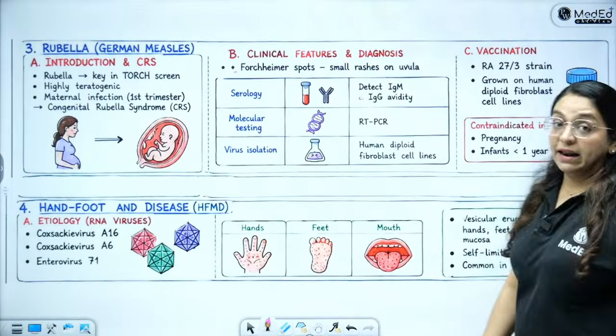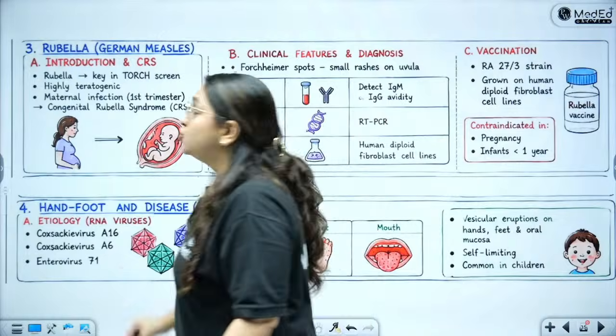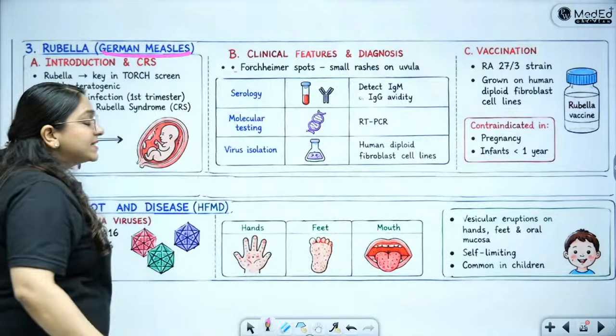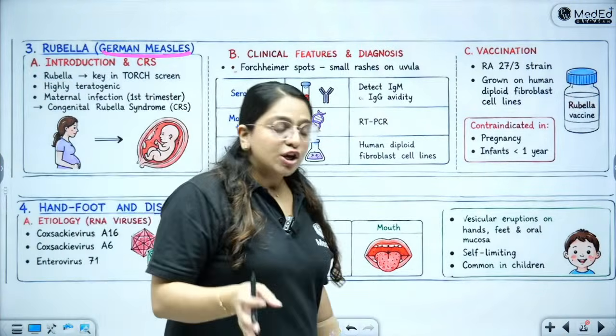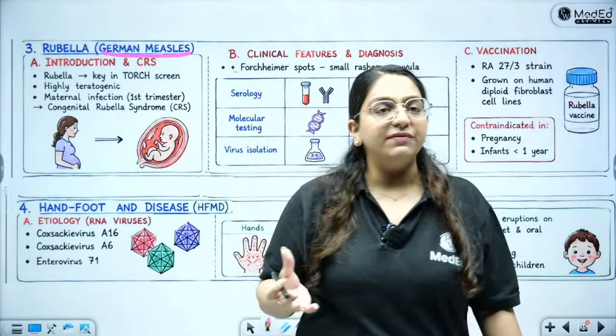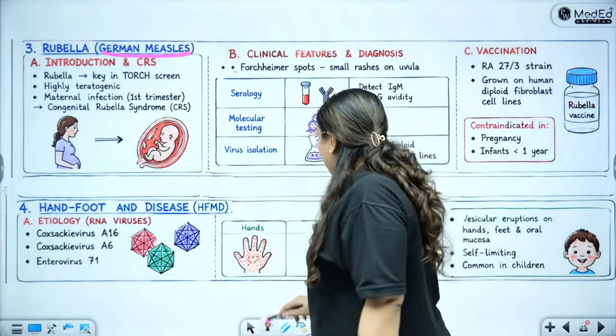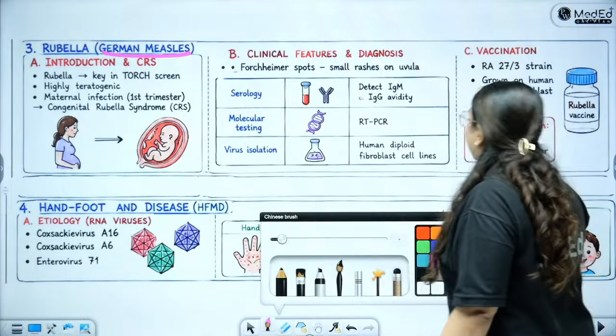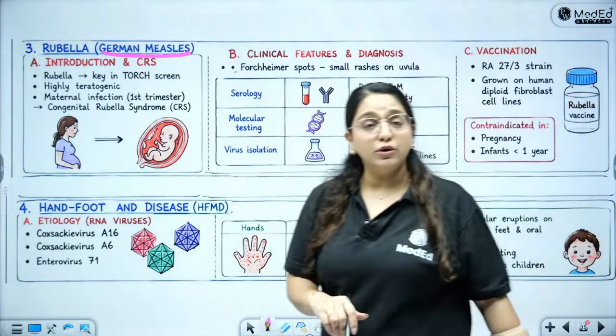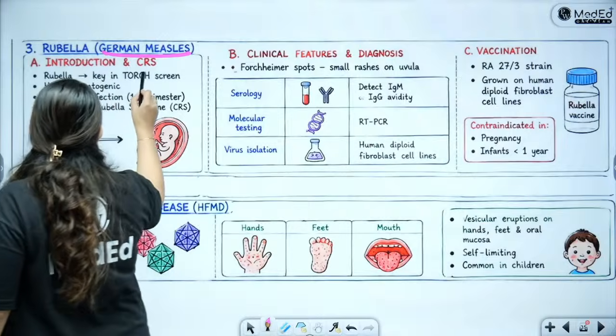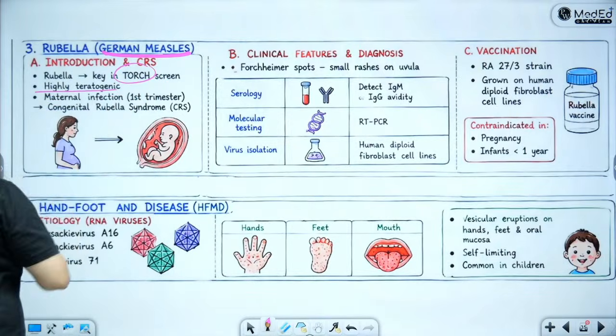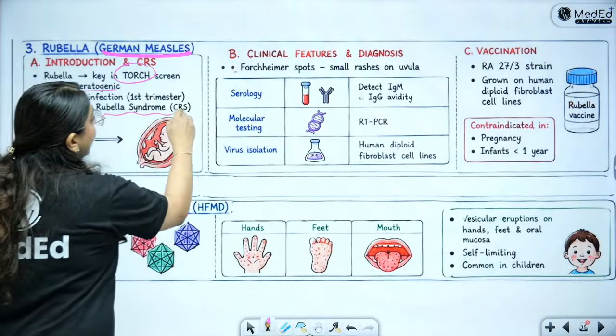Then you have rubella. Rubella is called German measles. Now, it is a milder form of measles. So, it is not really the skin rashes that we are concerned about. It is the congenital infection which is very, very teratogenic. That is why we detect it in the TORCH. It is highly teratogenic. Now, it leads to congenital rubella syndrome.